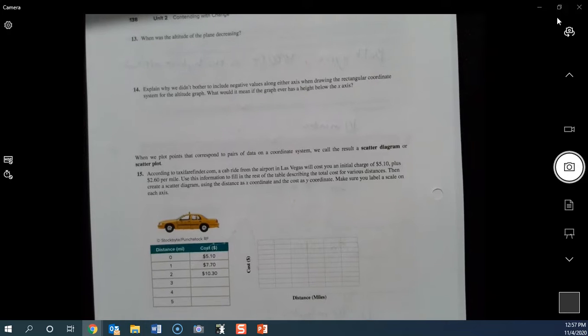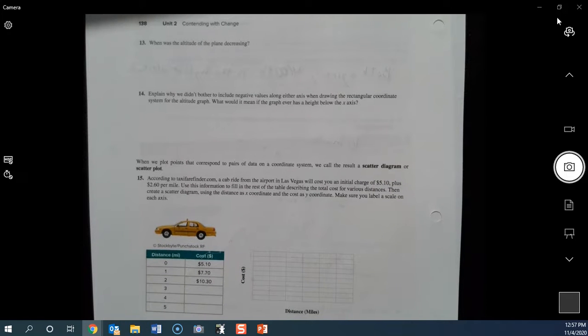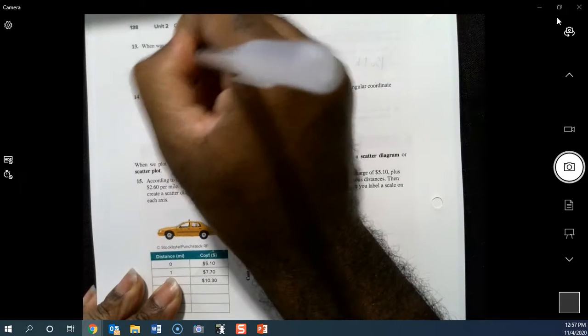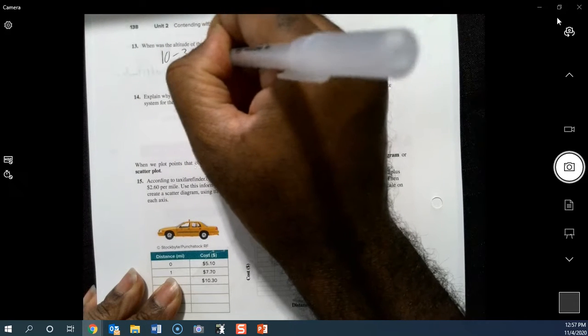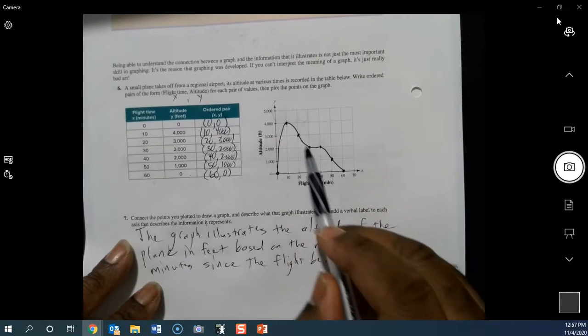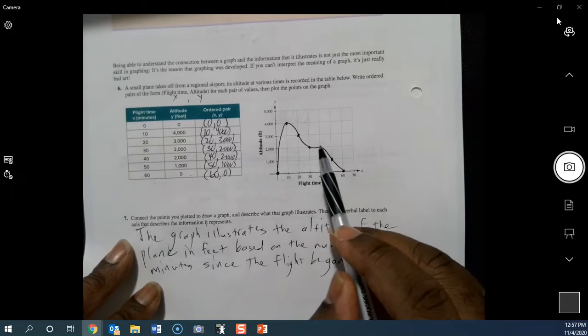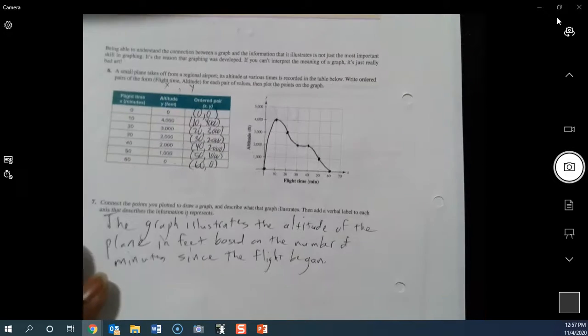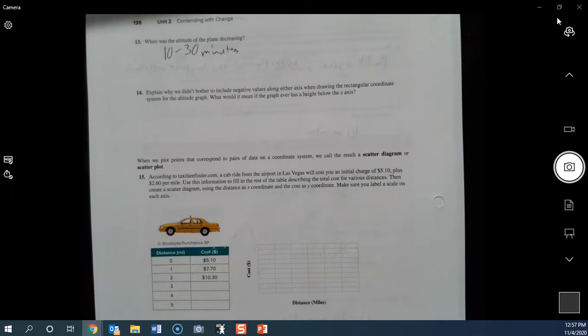It says, when was the altitude of the plane decreasing? Well, now, the plane actually decreased from 10 to 30 minutes. And we could look at that here. From 10 to 30 minutes, it went down. And then it started going down again from 40 to 60, because we cannot count the 30 through 40.